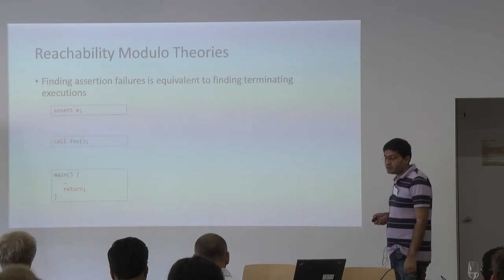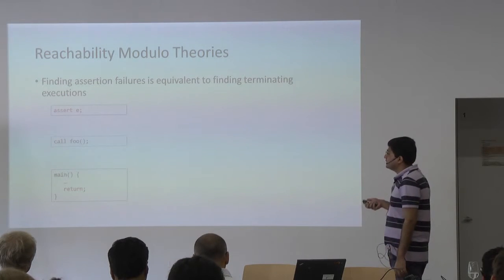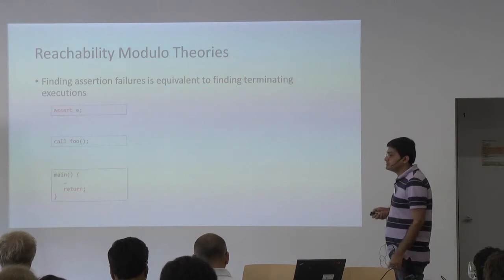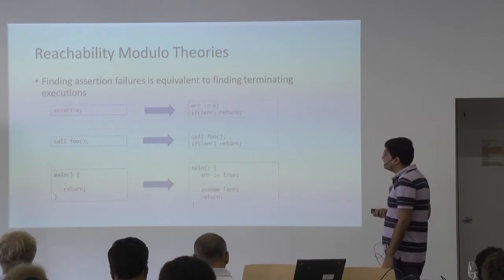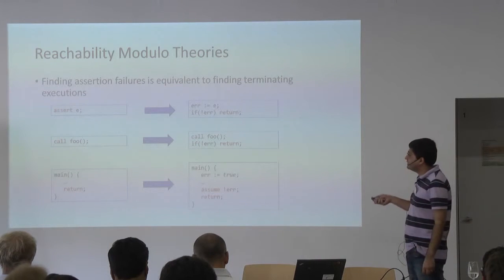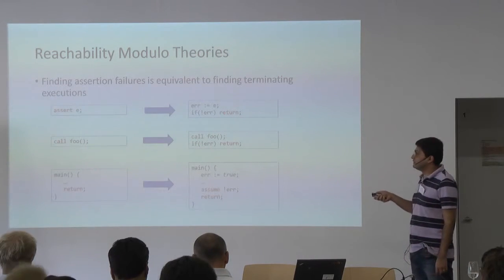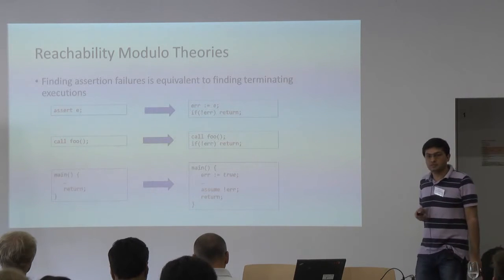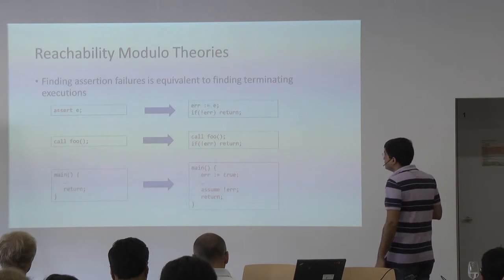So let's say I have a program that has some assertions in it. There's a program and there's some assertions that appear somewhere in the program, right? And there's a simple rewriting to a program without assertions, such that finding a terminating execution here is the same thing as finding an assertion violation here. Okay, so how does this work? Well, it's kind of easy.